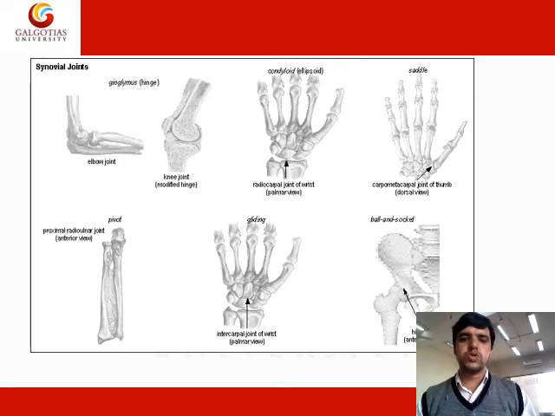In the same way, the knee joint is a modified type of hinge joint because, instead of three bones, one more bone, the patella, is also there, which provides the kneecap. So the knee joint is a kind of modified hinge joint. Next is the condylar joint.